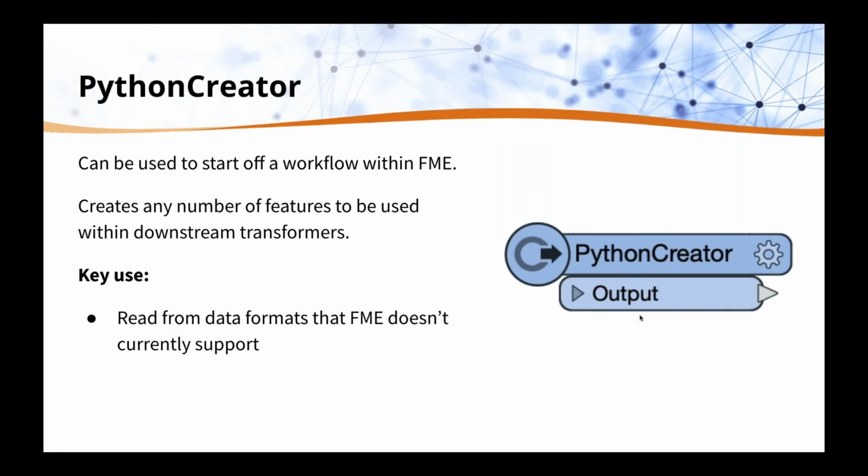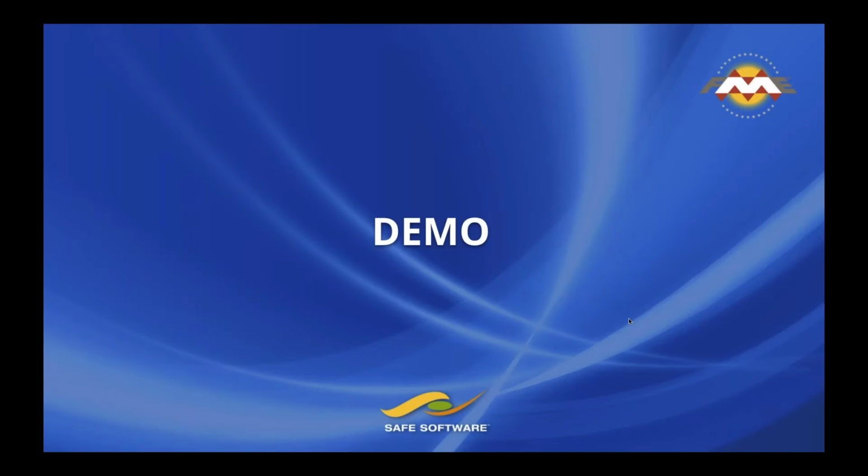The PythonCreator can be used to create any number of features to be used within downstream transformers. So I think one of the key uses for this transformer is to be able to let FME connect to and read from data sources that FME maybe doesn't necessarily support currently. It could be maybe a proprietary data set or just something that we haven't gotten around to implementing yet. If there's a Python library for it, you can make use of that in the PythonCreator. So I'll show a quick demo of this one in action now.